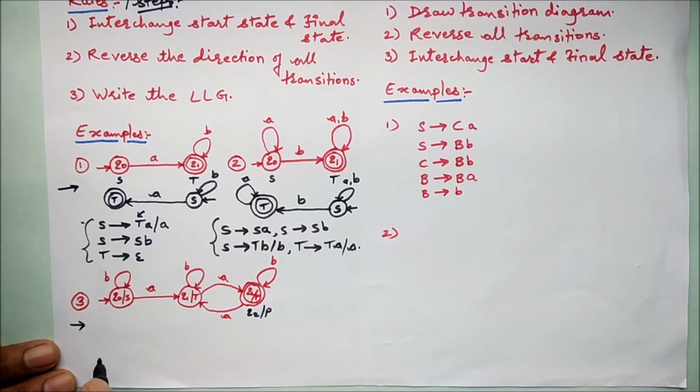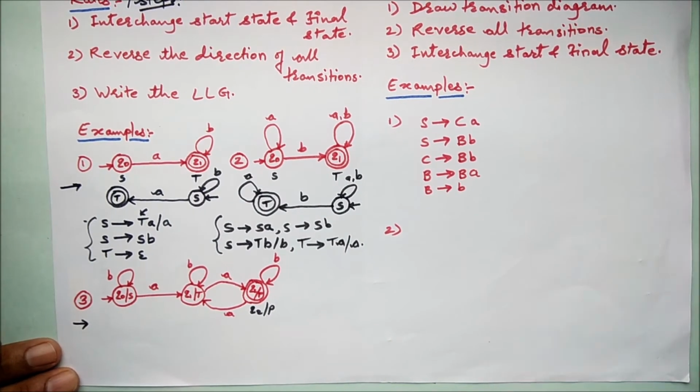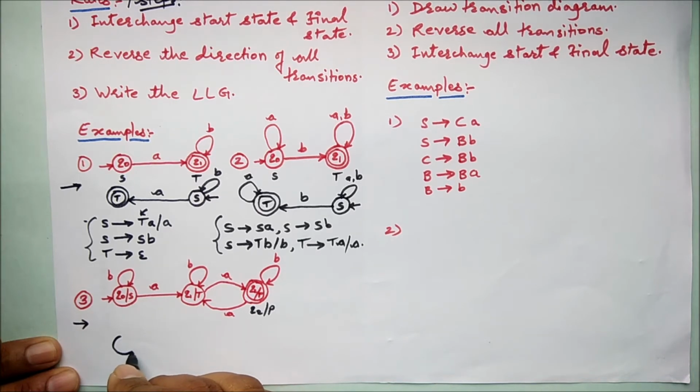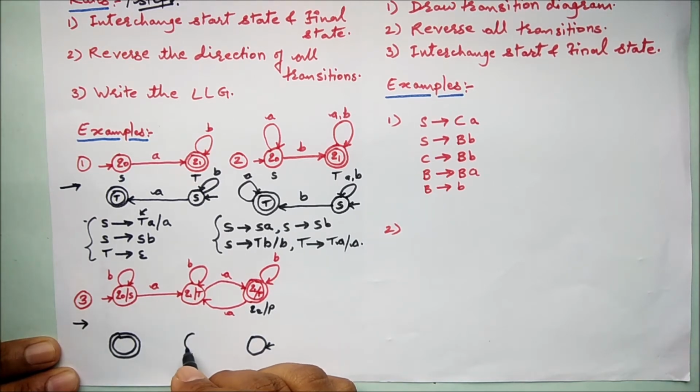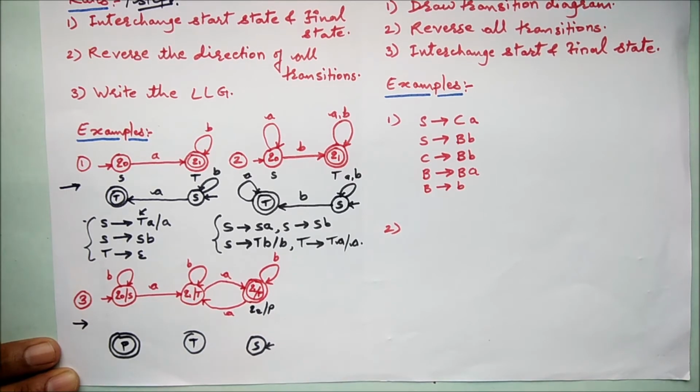So directly let's draw the finite automata, right, by interchanging the states. So this is my initial state, so I will make it a final state, and this is my final state, I will make it an initial state, right? So this becomes my initial state, and this becomes my final state, and the intermediate state remains the same over here, and let's give the names to these. So this becomes my S, this becomes my P, and this is my T.